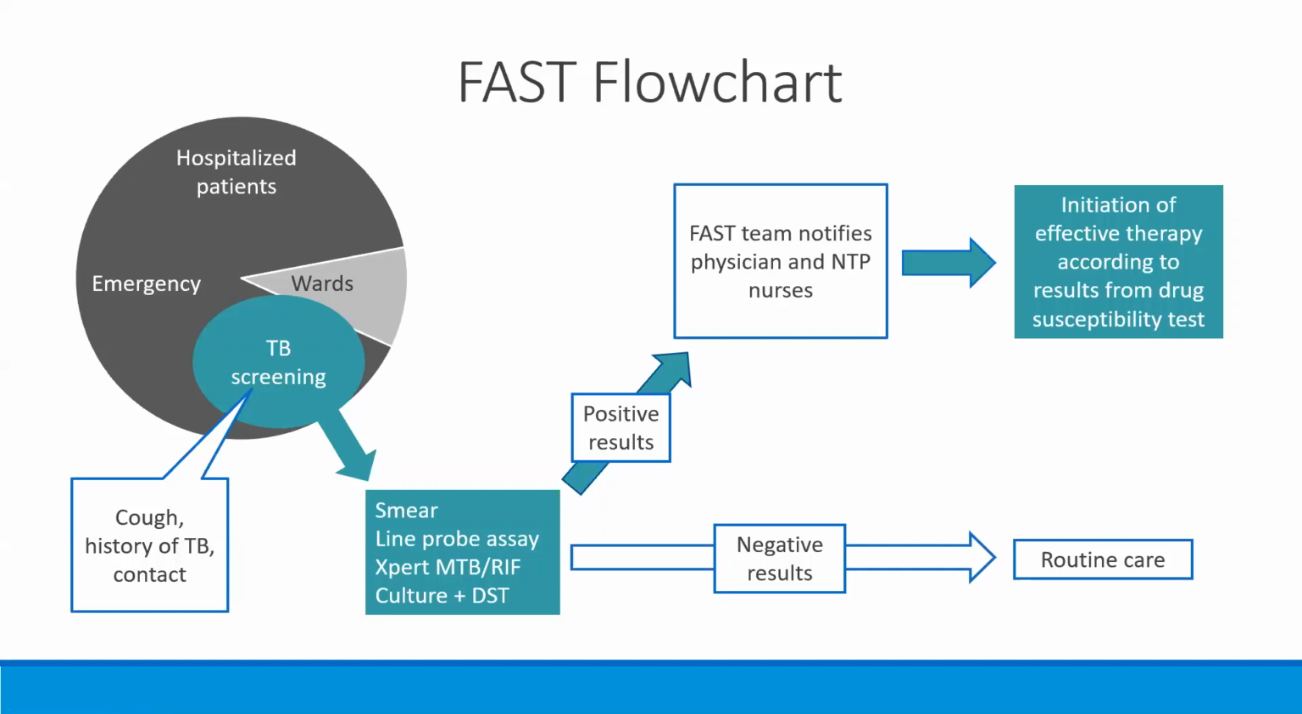For patients that screen positive, what we ask in our screening is whether the patients have a cough of any duration, whether they have a history of TB, so that includes patients who have a current diagnosis of TB or a previous diagnosis, and whether they have any contact with people who have TB. If the answer is yes to any of those questions, then they go on to diagnostic testing. In Peru, the guidelines say that patients should get a smear microscopy, and then a line probe assay. In parallel, we are also doing Xpert, and also getting culture and conventional drug susceptibility testing.